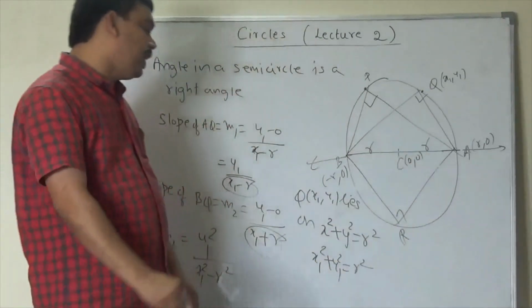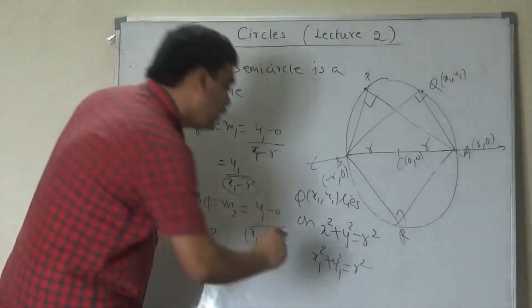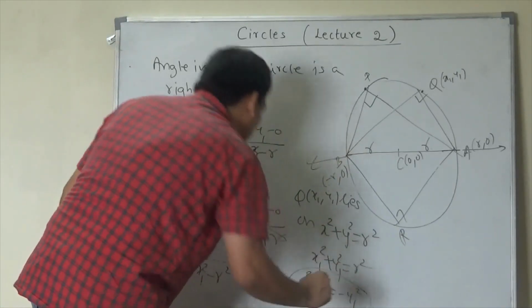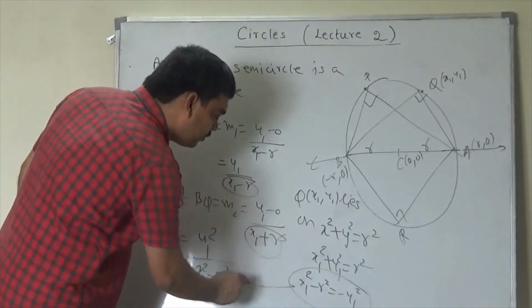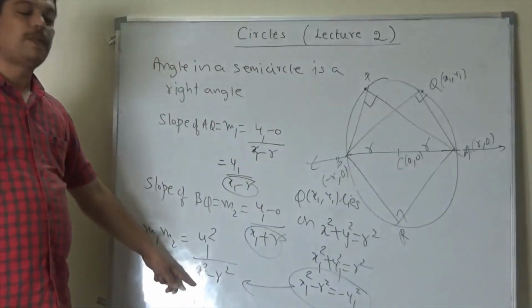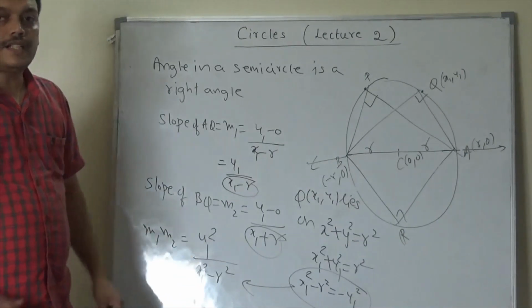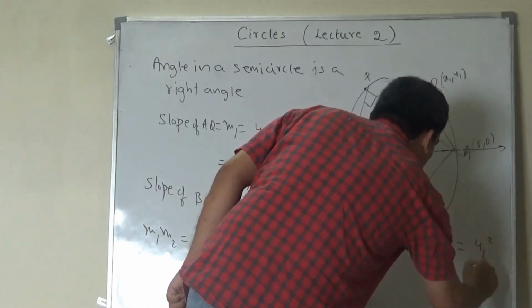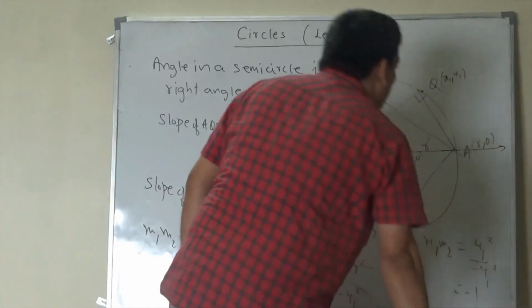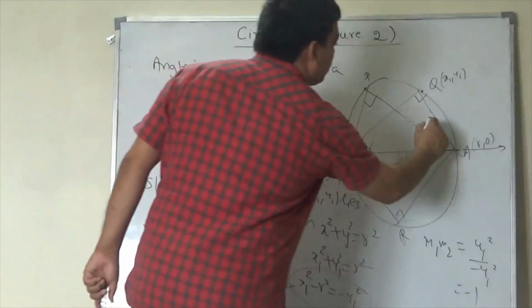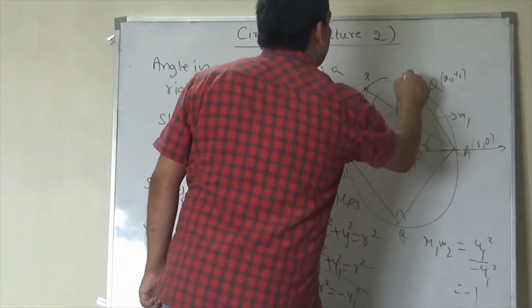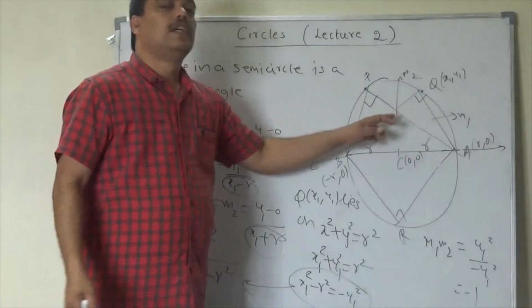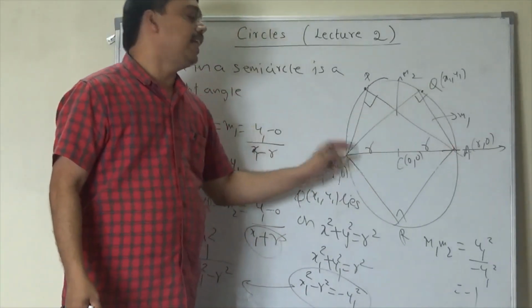Once you get this result, you can clearly see that the value of x1 square minus r square can be written as minus y1 square. So using this condition, the denominator can be replaced with minus y1 square. Therefore we get the result m1 m2 equal to y1 square divided by minus y1 square, which is minus 1. So we have now proved that if the slope of AQ is m1 and the slope of BQ is m2, the product of these slopes is minus 1, which means that these lines are perpendicular. Hence angle AQB is 90 degrees.